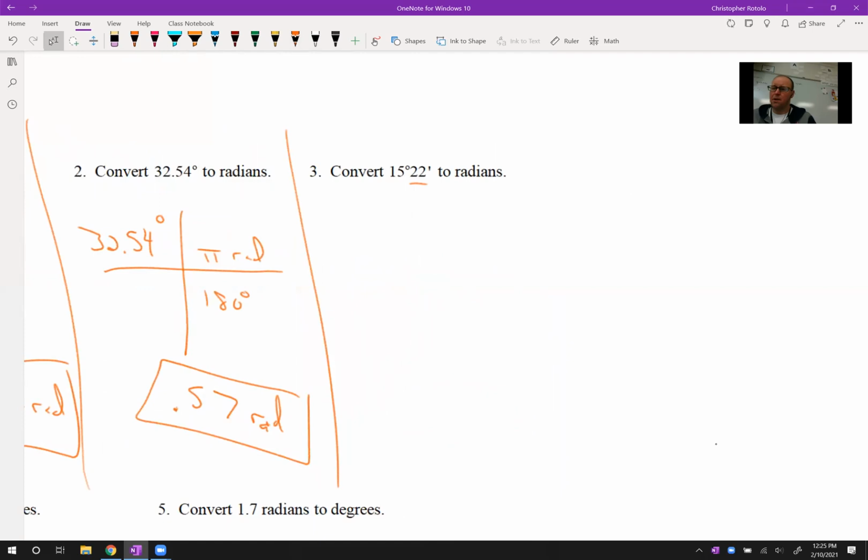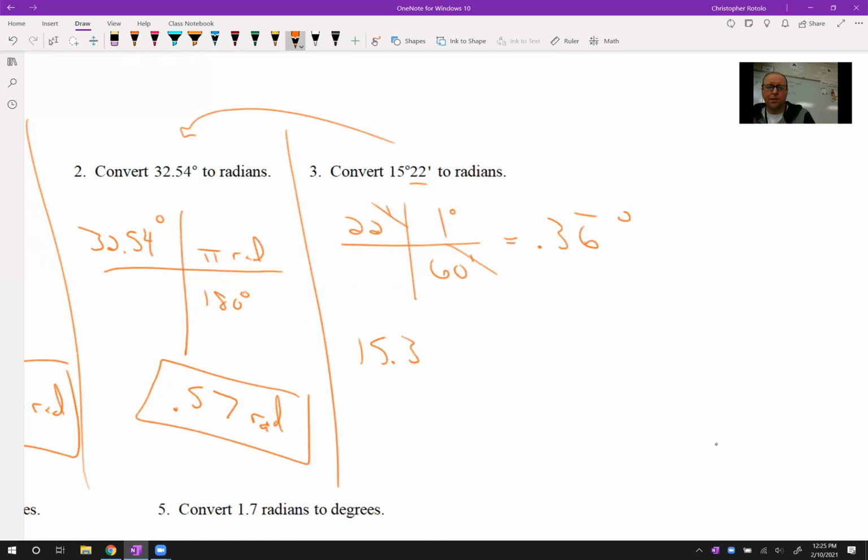Okay. All right, so third one. This is the one I was thinking of when I paused there awkwardly. First problem that I have is, you know, I would really like this to be a decimal like number 2. So I have to do what we did up top here. So if I have 22 minutes, remember we have 60 minutes equals 1 degree. So we got to figure out what's going on here. And that's 0.3 and the 6 is repeating. And now we're in degrees because we're able to cancel these out. So that means what we're actually going to work with is 15.36 with the 6 repeating degrees.